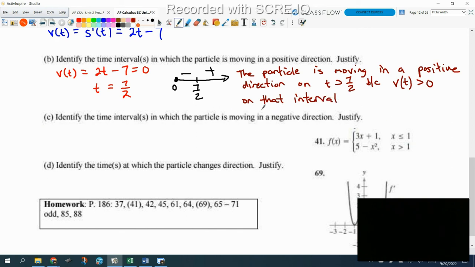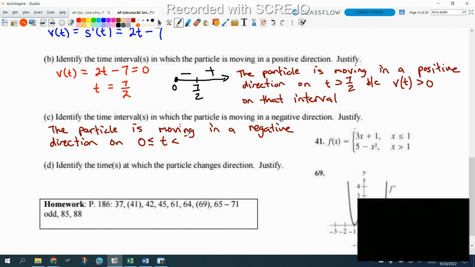All right, identify the interval in which the particle is moving in a negative direction. We've already done the work for that; we just need to write out our answer. The particle is moving in a negative direction on, and this is where the 0 is actually important. If I just left an arrow, I could have said t is less than 7 over 2. But that would actually be wrong because t stops at 0. So you want to include that: 0 less than or equal to t, which is less than 7 over 2. And we know that because v of t is less than 0 on that interval.